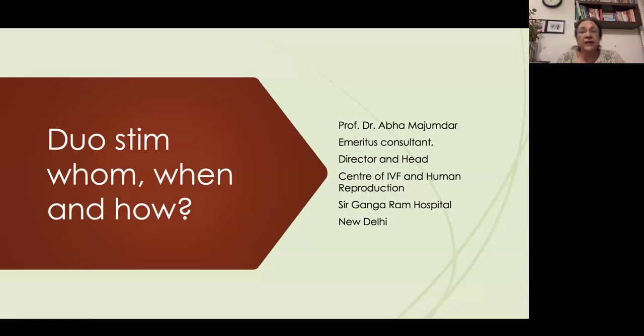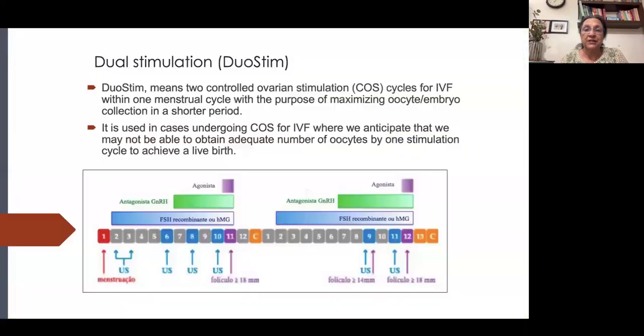This is really the burning topic today in the world of IVF, where we are trying to address poor responders for which we have very few answers. And if we have, they are so diverse that we really do not know how to stimulate these patients, how to counsel them, and what is the way forward. So I'm going to talk about duostim, whom, when, and how do we do it.